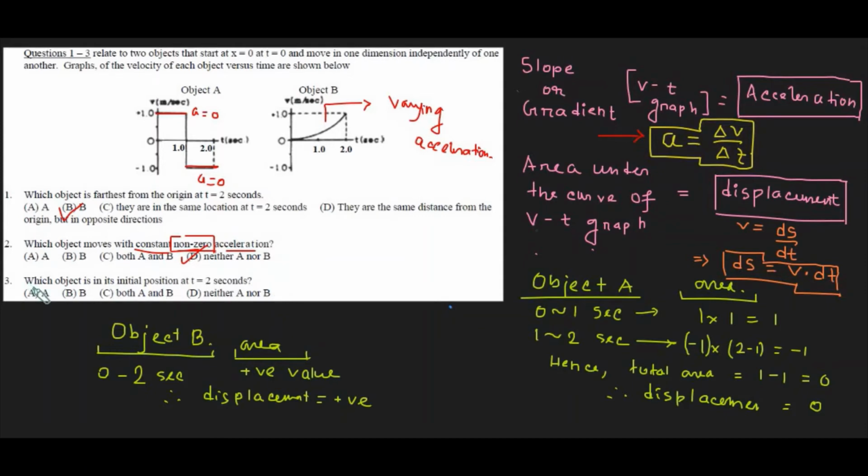And in case of the third one, which object is in its initial position at t equal to 2 seconds, that we have already represented here. Object A is having displacement equal to 0, which means the final answer here is that at t equal to 2 seconds, object A will return to its initial position.